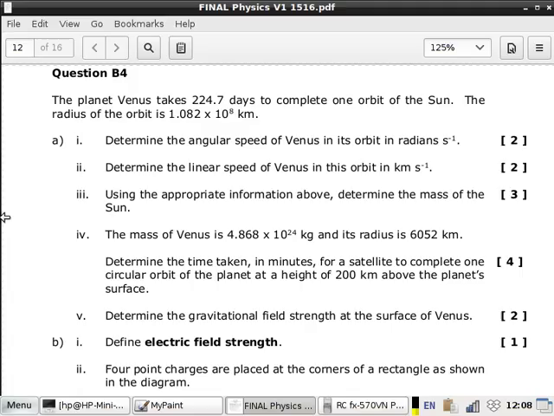Teacher, what is the formula again? The Kepler? Kepler's, I think, as they were saying, is T squared equals 4 pi squared R cubed over GM.